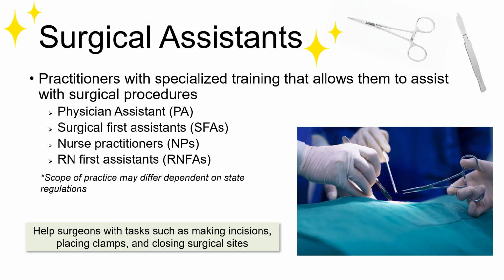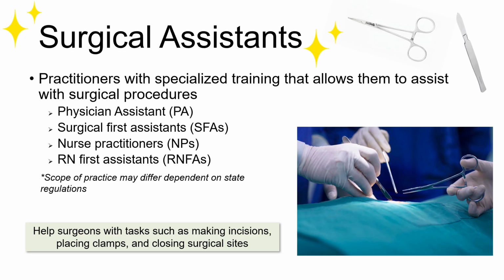Next are surgical assistants. Again, these are sterile team members. These are practitioners. We're using the word practitioners because it can be a physician's assistant, a nurse practitioner, an RN first assistant, or a surgical first assistant. A practitioner with specialized training. So you, as the RN, can be an NP or an RNFA. Lots of money to be made there, and it's a very good career for you if you're interested in OR nursing.